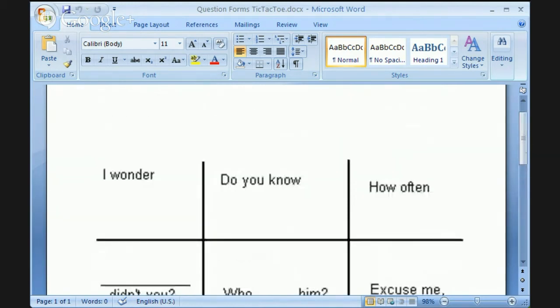Back to the top. Heidi. See if we can all get different forms to try. Back to the top. Heidi, I wonder.